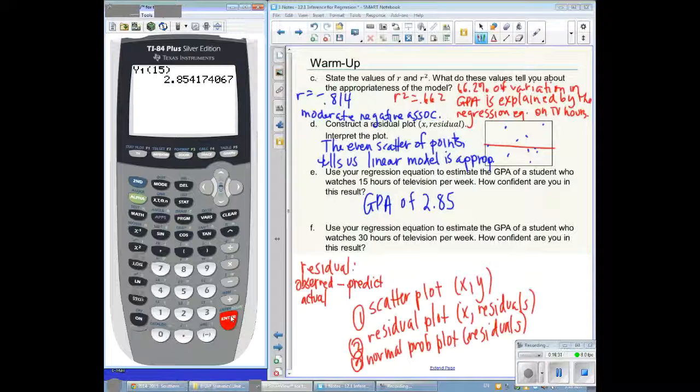But what about in letter F? If I do the same command but change 15 hours to 30, I get a prediction, but how reliable is it? Why is it not reliable? Yes, it's an extrapolation. Exactly. 30 is too far beyond our data to be confident. We don't have any data to support our model after, what is it, 24 hours, I think was the biggest number? Okay. All right, any questions about the warm-up?